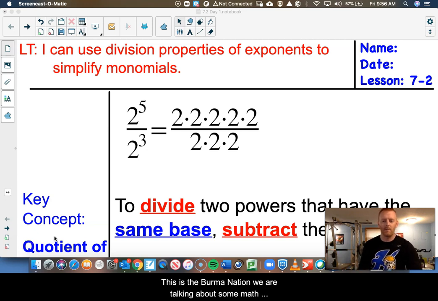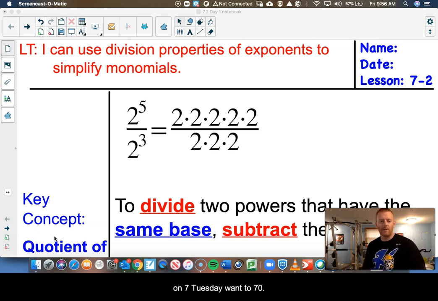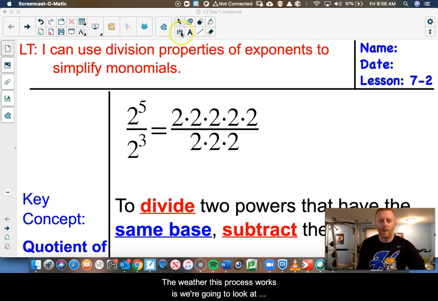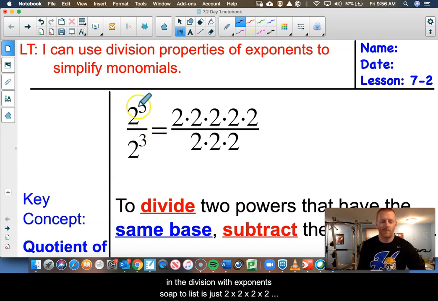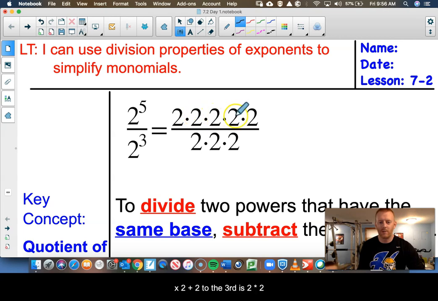We are talking about some math on 7-2. This is day 1 of 7-2. The way that this process works is we're going to look at division with exponents. So 2 to the 5th is just 2 times 2 times 2 times 2 times 2. And 2 to the 3rd is 2 times 2 times 2. So the way that we can work through this is by simplifying with division.